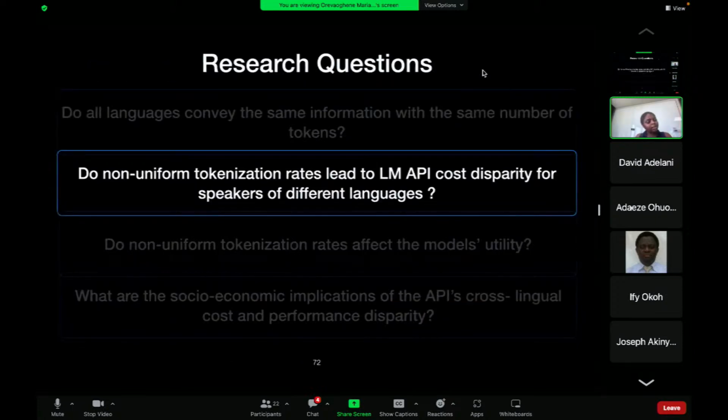So to the next research question. Now we've seen that languages do not convey the same information in the same number of tokens. Next, we see how this non-uniform tokenization rate leads to cost disparities for speakers of different languages.